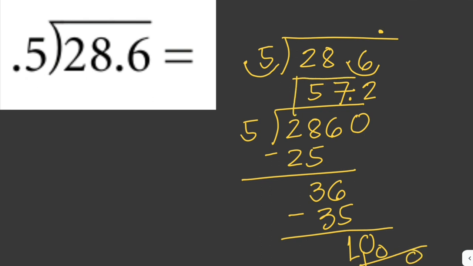Therefore, 28.6 divided by 0.5 is just equal to 57.2. So, in this case, our answer didn't come out evenly when we did the division. That's why we had to add 1 zero just to get rid of the remainder.